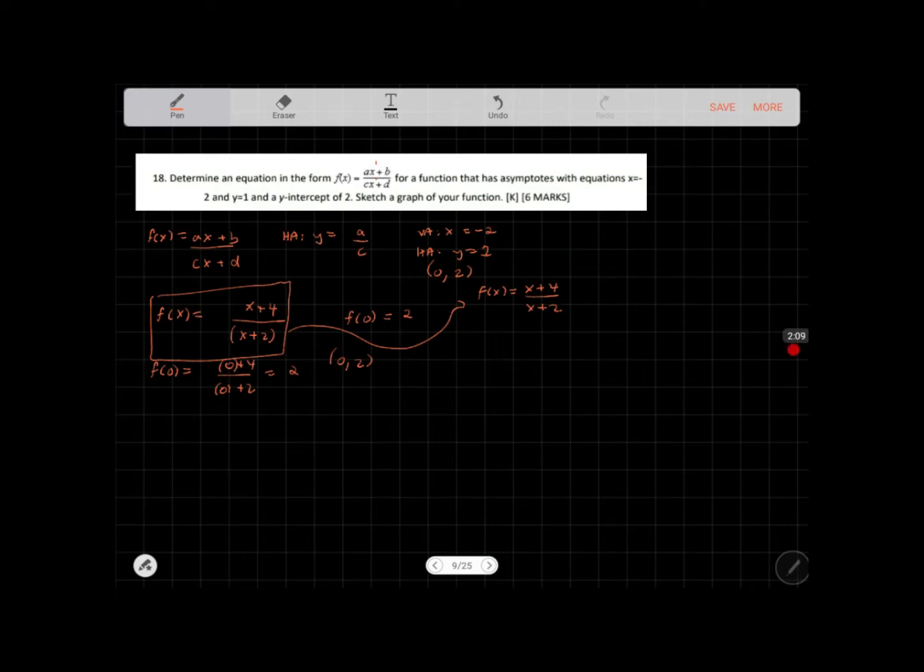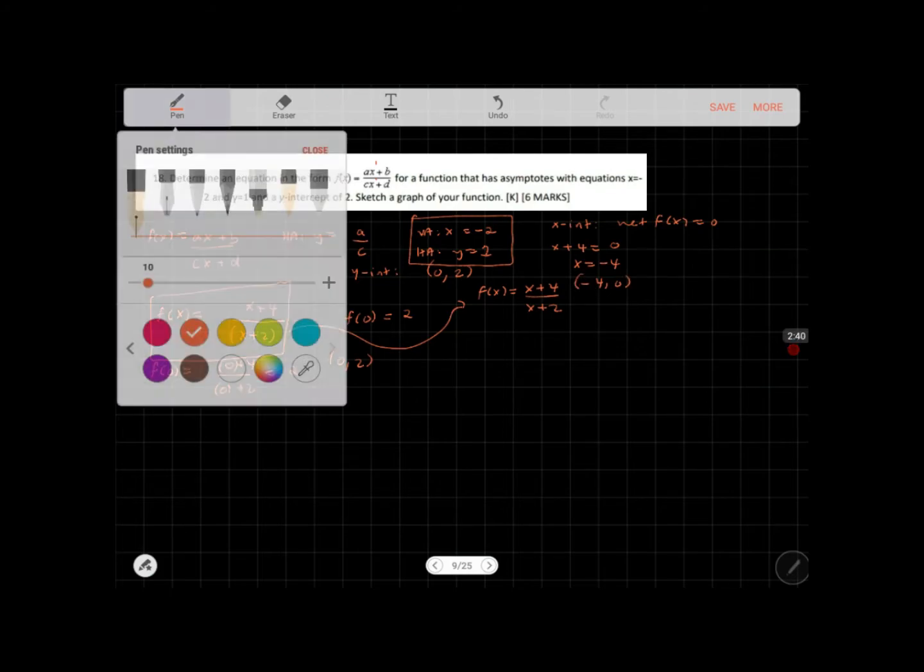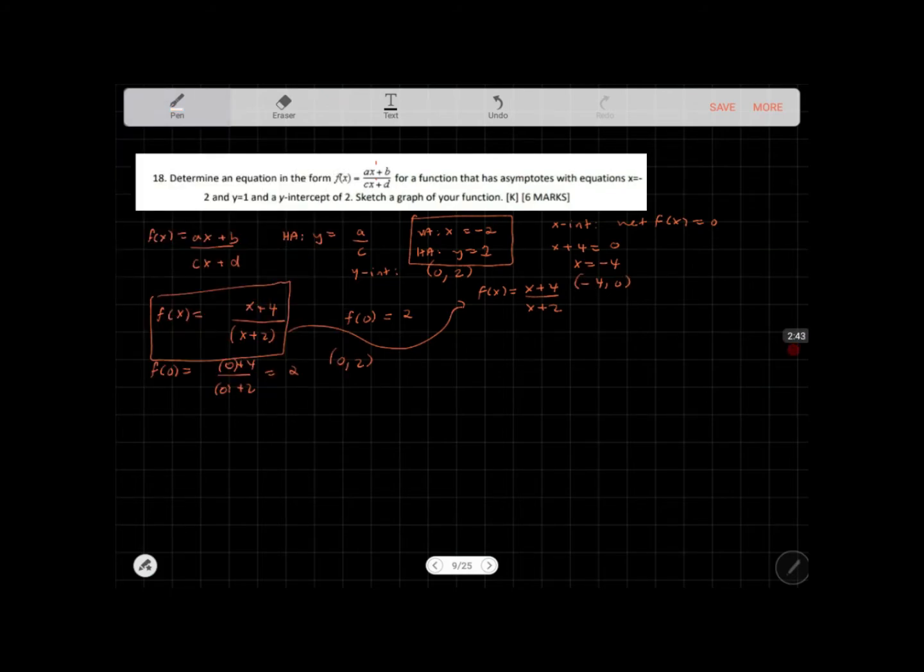So to sketch the function, I'll look at a few things. We know our vertical asymptote, we know our horizontal asymptote, we know that one of the points, the y-intercept, is (0, 2). I'm also going to find my x-intercept. So if I find my x-intercept, I'm going to let f of x equal 0. We know that if a rational function is equal to 0, the numerator is equal to 0. So x plus 4 is equal to 0, x is equal to -4. So your x-intercept is (-4, 0). I'm just going to sketch this down here. I think all of these points should suffice.